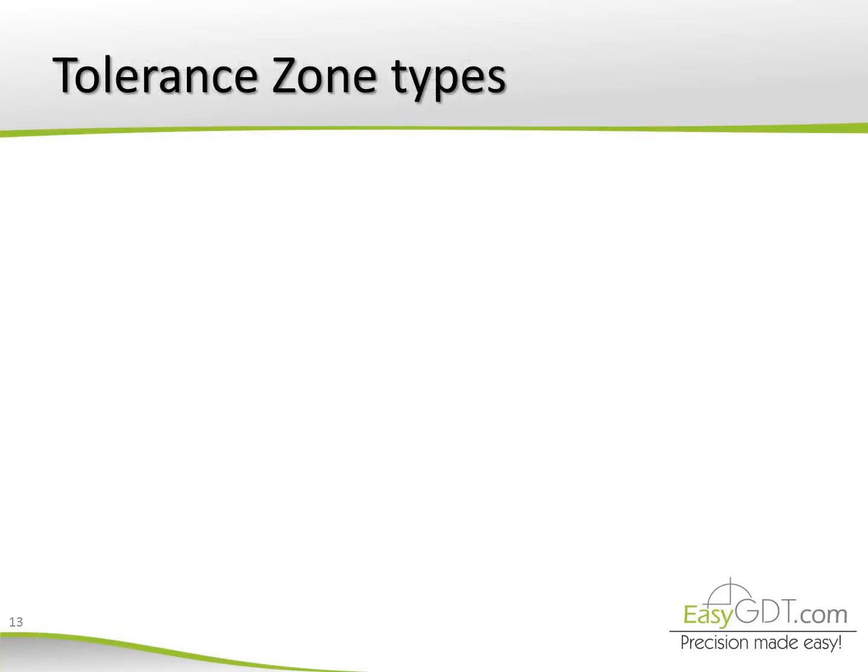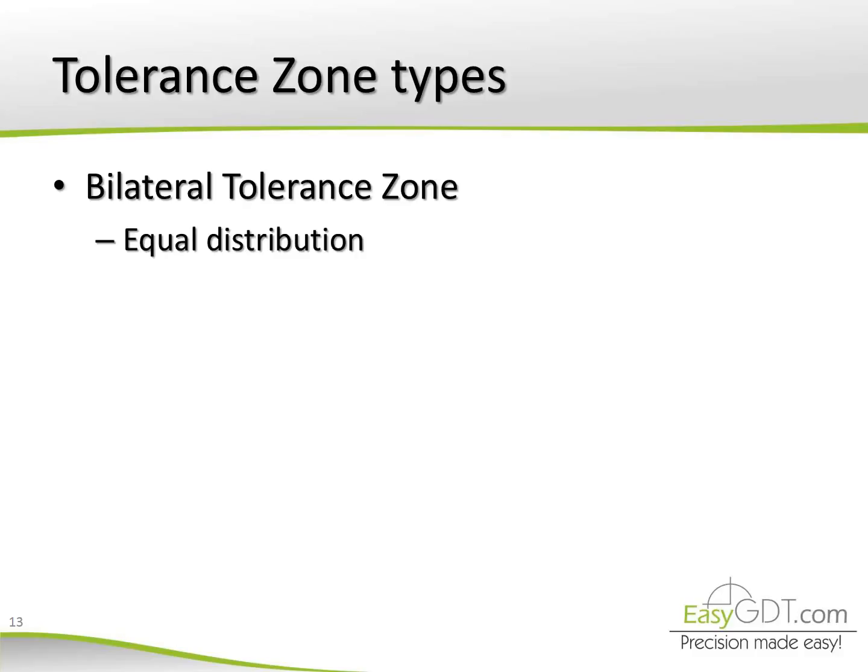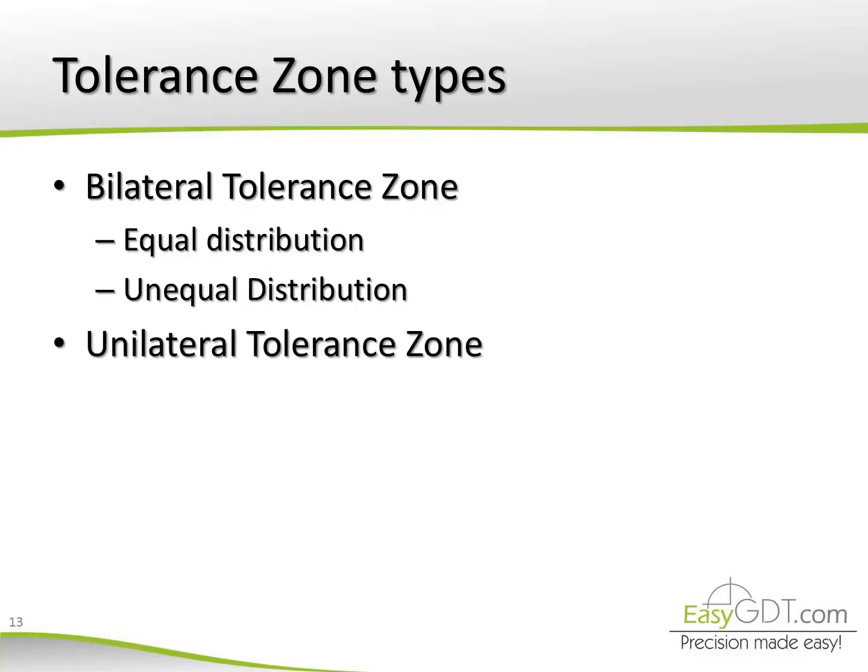In the profile tolerances, whether of a line or a surface, you can specify 4 different tolerance zone types. Bilateral tolerance zone, with equal distribution or unequal distribution. Unilateral tolerance zone, to the outside or to the inside.